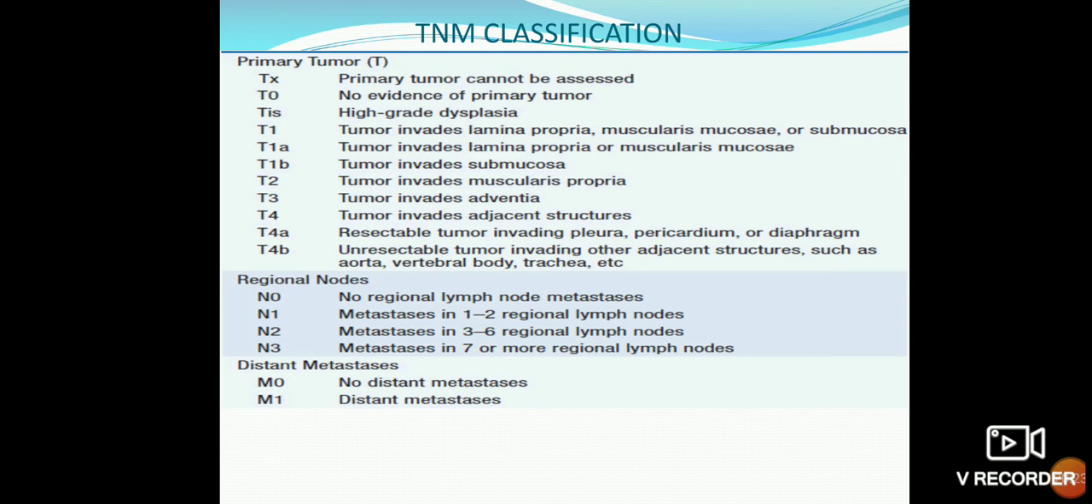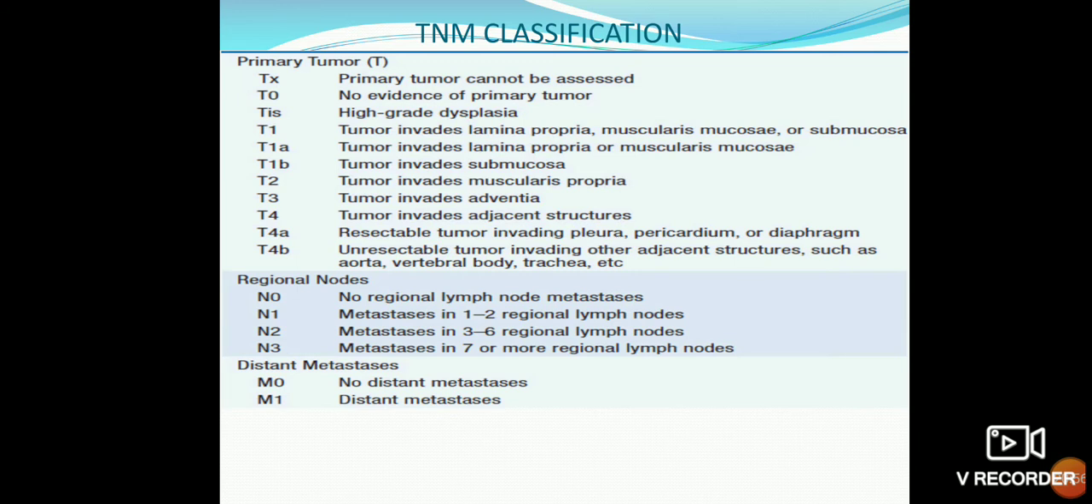TNM classification of gastric carcinoma. The T stage refers to the primary tumor present in the gastric region. The regional nodes are the N staging. In N1 there are 1 to 2 lymph nodes, in N2 3 to 6 lymph nodes are involved, and in N3 7 or more. N3 is further divided into 2 types: N3A, in which there are 7 to 15 lymph nodes, and N3B, in which there are more than 16 lymph nodes.